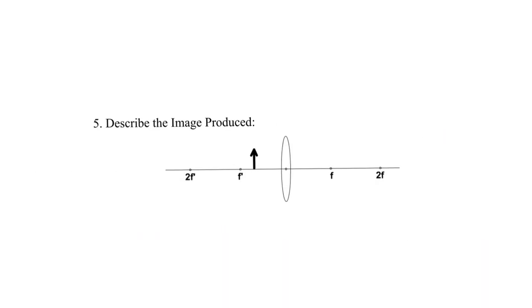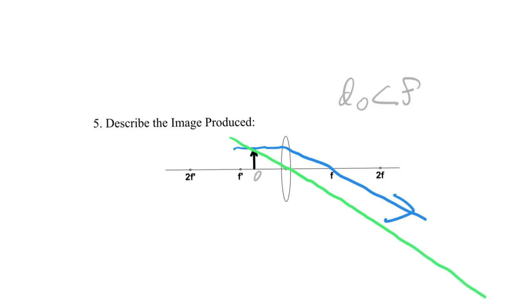And finally, what if the distance of the object was less than the focal point for a convex lens? Okay, so I'm going to do my favorite one, parallel, goes through F, and probably the easiest one would be through the center. Okay, so off the top through the center. Try to keep it straight.